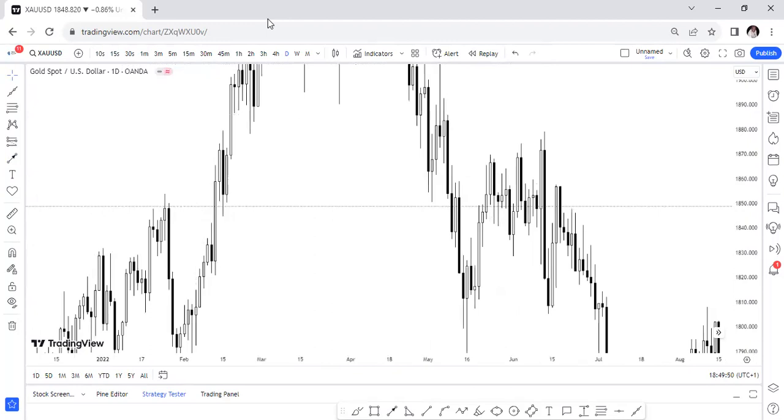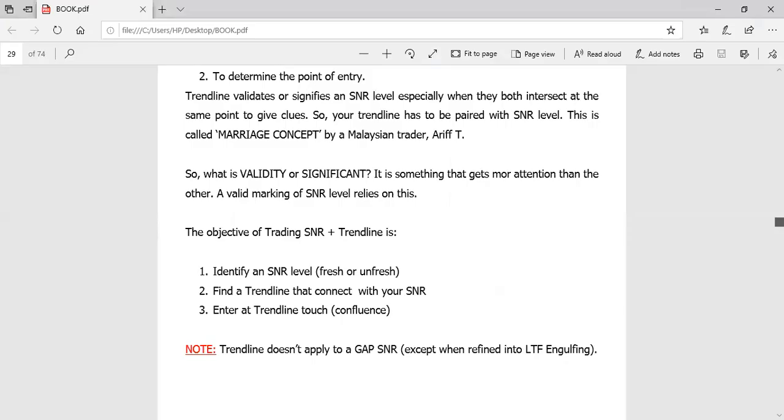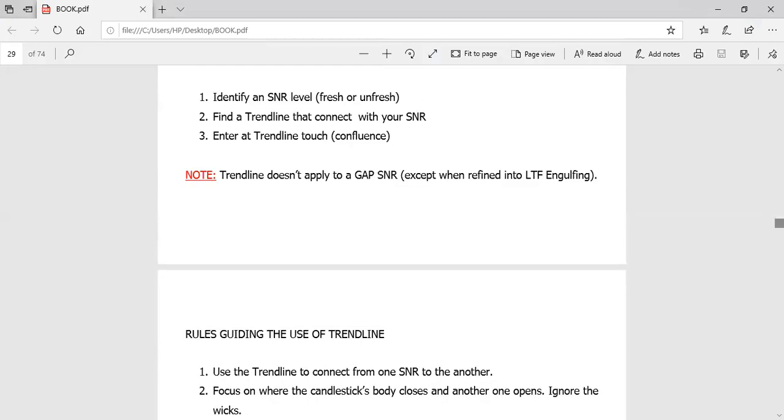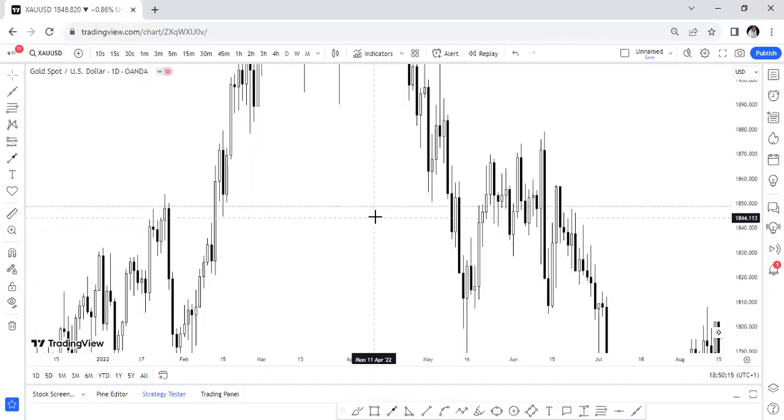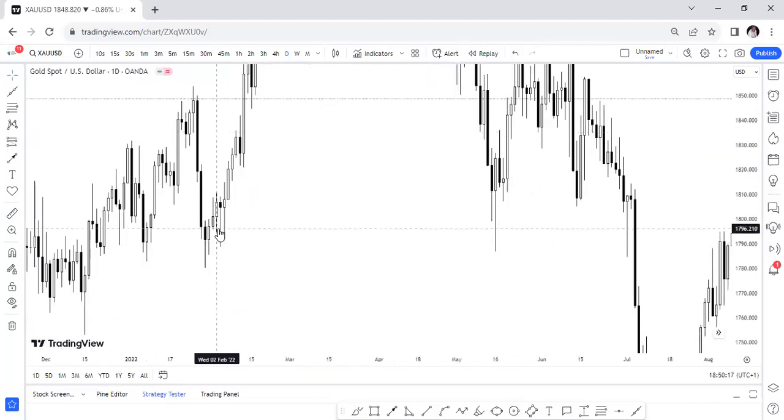Then let's go straight to the manual again. That's the introduction. We want to do the introduction very well. You want to familiarize yourself with the vocabulary. So we said that trendline does not apply to a gap SNR. Don't use trendline for a gap. Like for example, this is a gap. You only use trendline for this place. Connect this and this together.